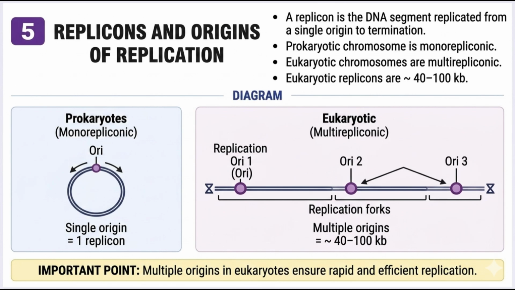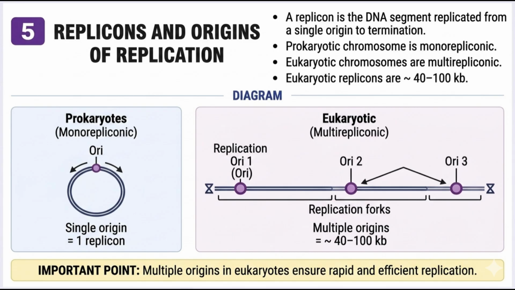Replicons and origins of replication. A replicon is a segment of DNA replicated from a single origin of replication. In prokaryotes, usually one chromosome contains a single origin. Therefore bacterial chromosomes are generally monorepliconic.